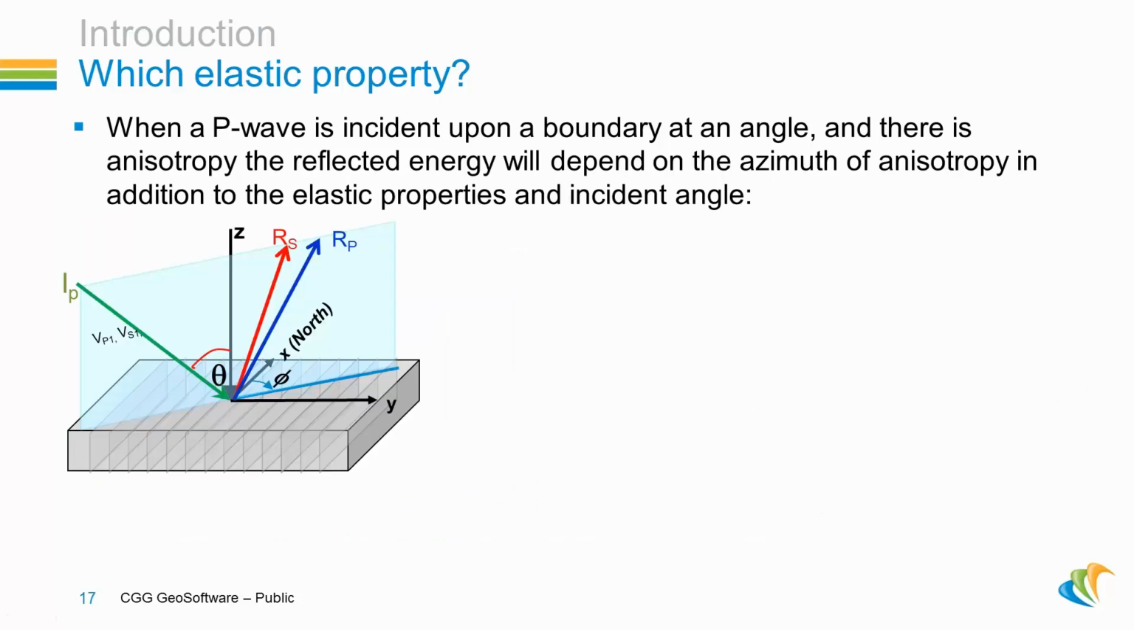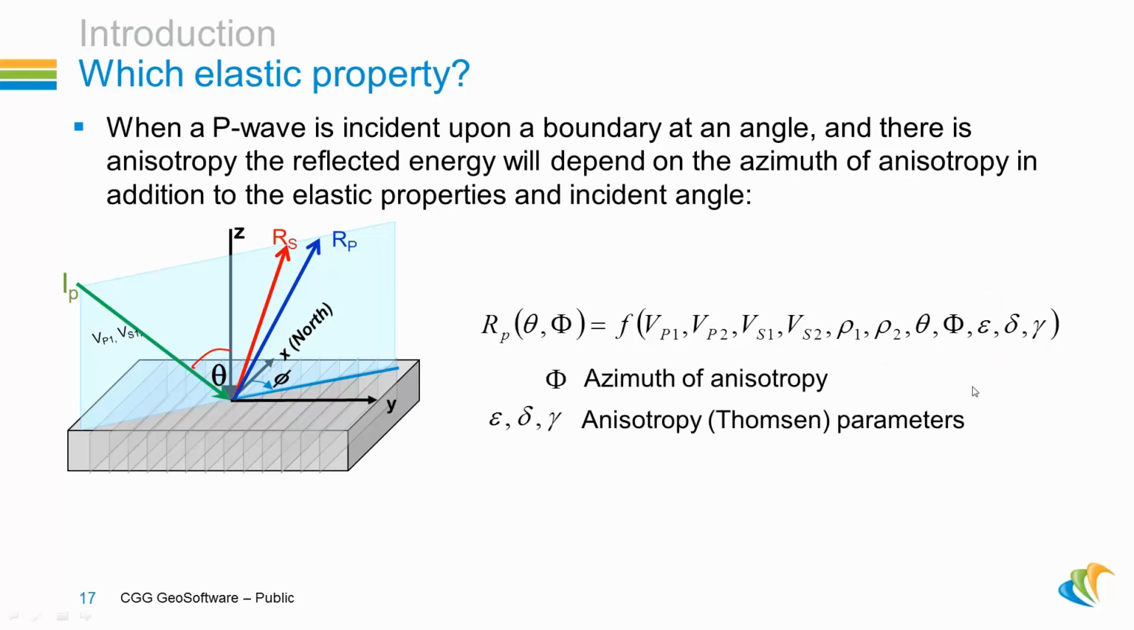But if there is anisotropy and our wave is hitting these anisotropic planes at an angle which has its azimuth, in that case our reflectivity, which is PP, again we are talking about P-wave recording, will be a function of the incident angle, plus the azimuth of that anisotropy, plus anisotropic parameters. For this case, I'm showing the Thomsen parameters, which are used for anisotropic estimation.